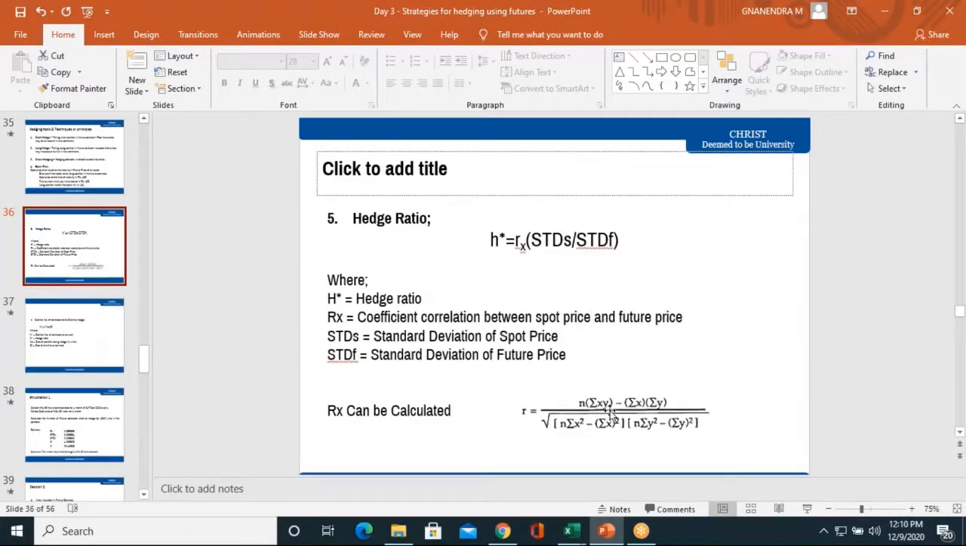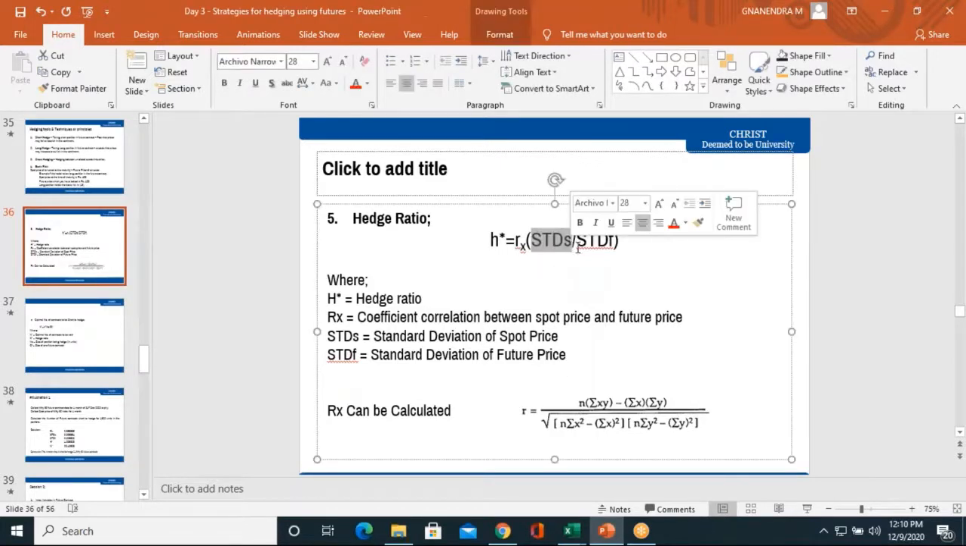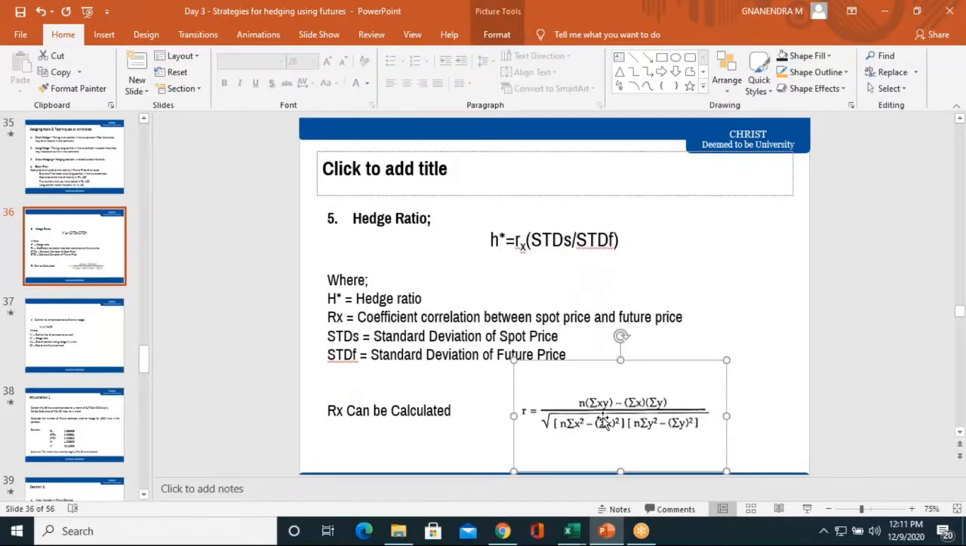yeah, it is summation xy, right? X is returns of spot and y is returns of futures. So these are all the returns. So it's better to calculate on returns instead of the price. Okay, as I'm taking the returns compulsorily for the standard deviation of S and F, for this also you have to go ahead with the calculation of the coefficient of correlation on returns only.